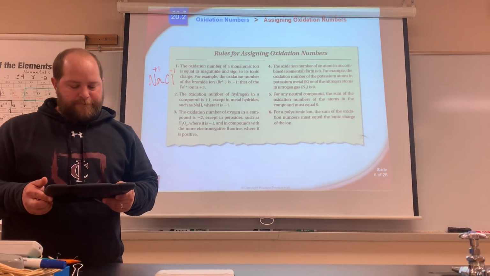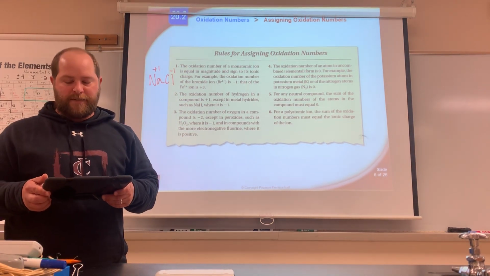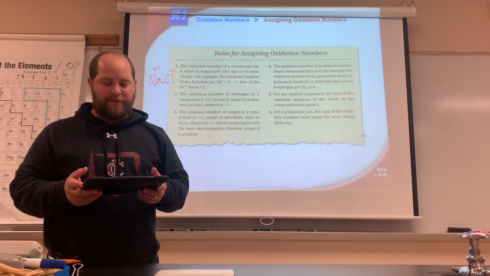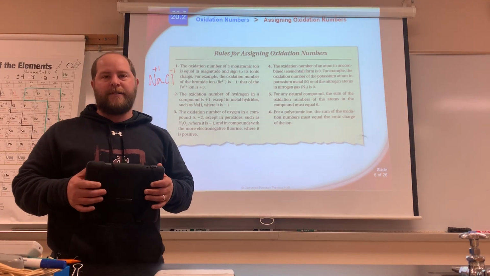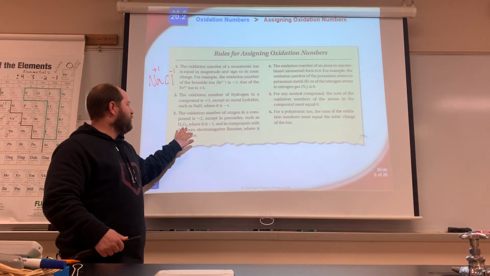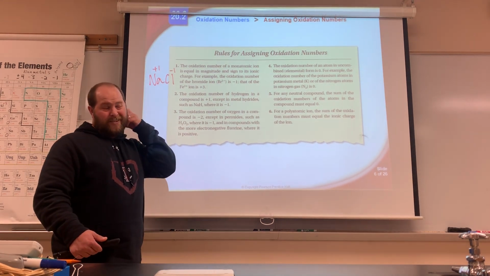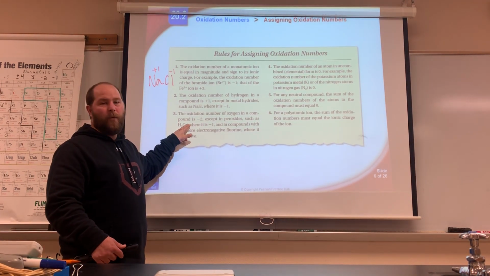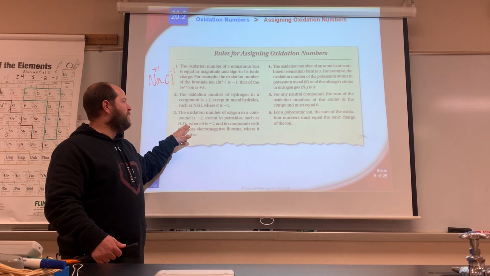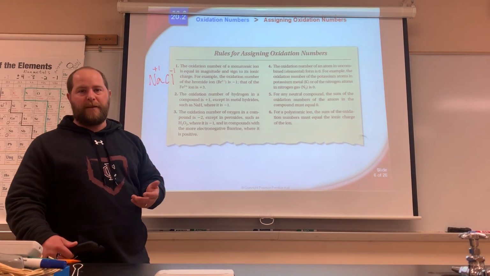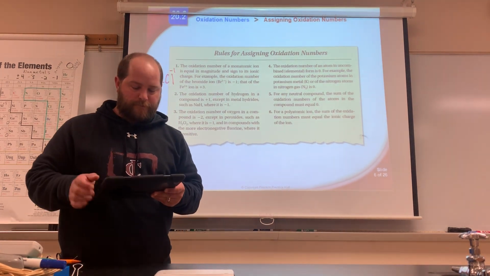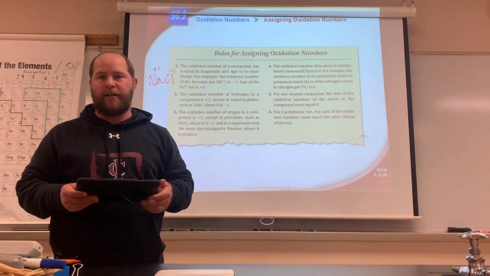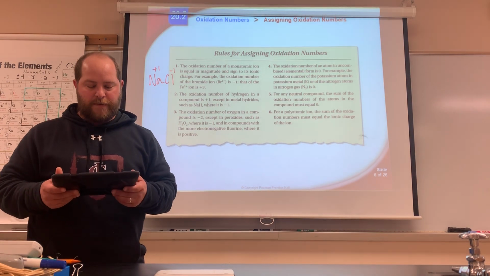Rule number 3. The oxidation number of oxygen in a compound is going to be -2, except in peroxides. So when we have here H2O2, hydrogen peroxide, this is an example where the oxygen is going to be -1 for an oxidation number. But in general, oxygen is going to be -2. All right, number 4. That's the pure element rule, equal to 0.